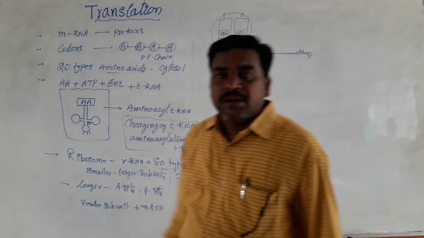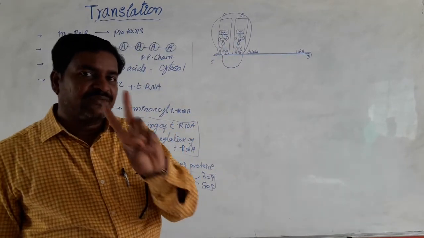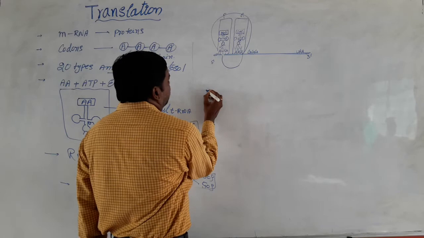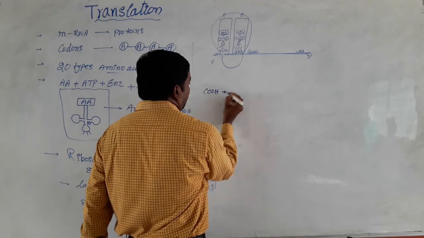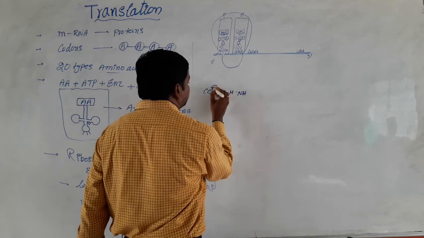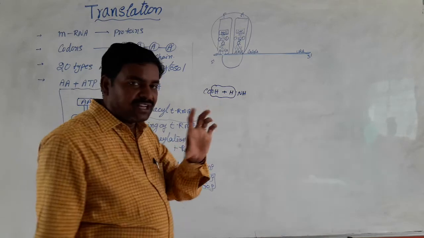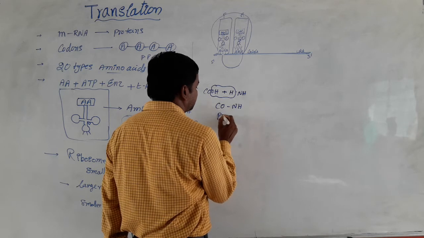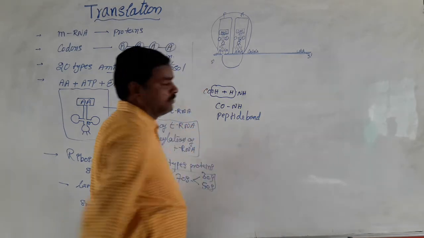Now the A site and P site are filled with two different amino acids. Now a peptide bond is formed between the carboxyl group of the first amino acid and the amino group of the second amino acid by releasing one water molecule, leading to the formation of a peptide bond. This CONH is considered as a peptide bond. This is called a peptide bond.